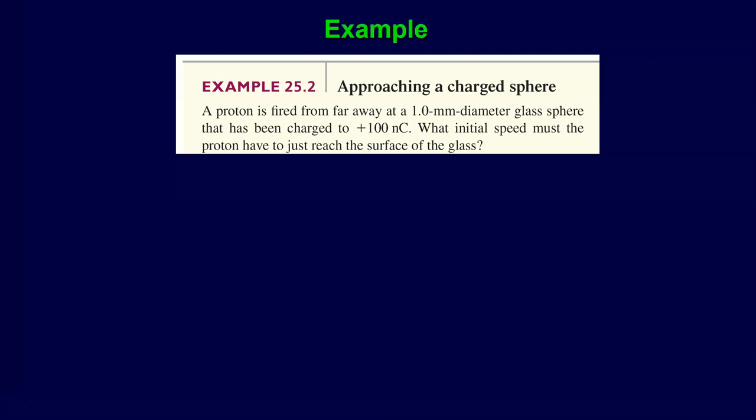A proton is fired from far away at a 1 millimeter diameter glass sphere that has been charged to 100 nanocoulombs. So it's got a total charge of 100 nanocoulombs. What initial speed must the proton have to just reach the surface of the glass?